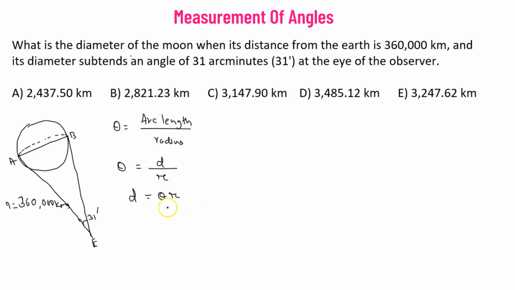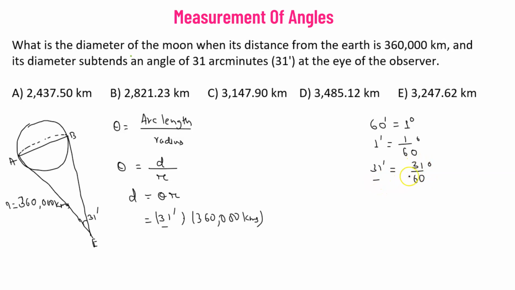Fine. Now let's try to find out the value of theta. So here theta is given as 31 minutes and our radius is 360,000 kilometers. So this is provided to us. First what we'll do, we'll try to convert 31 minutes to degrees and then to radians. So we know that 60 minutes corresponds to 1 degree. And then we have 1 minute, so that's going to correspond to 1 over 60 degrees. So 31 minutes in terms of degrees will be simply 31 over 60 degrees.